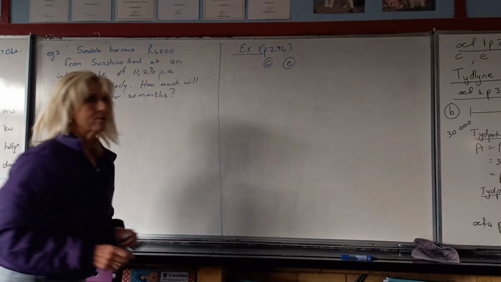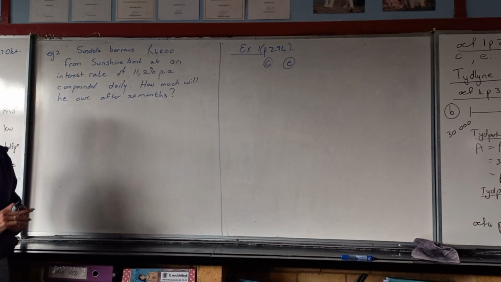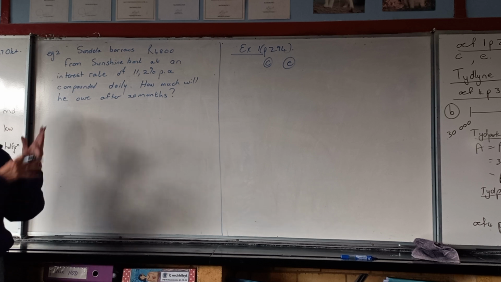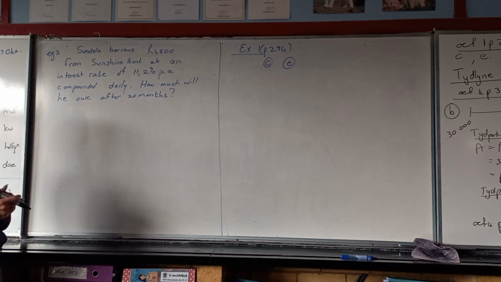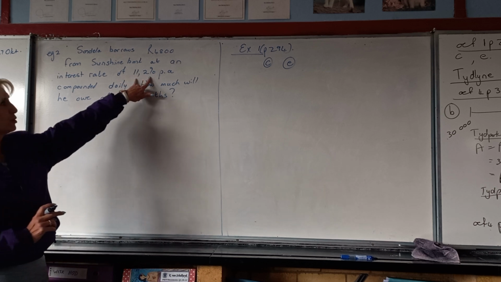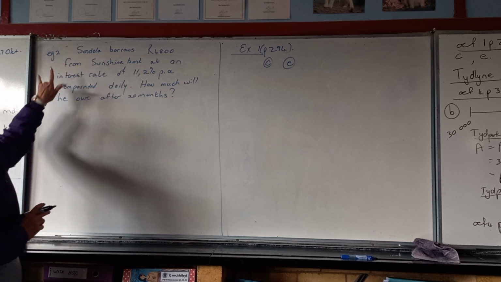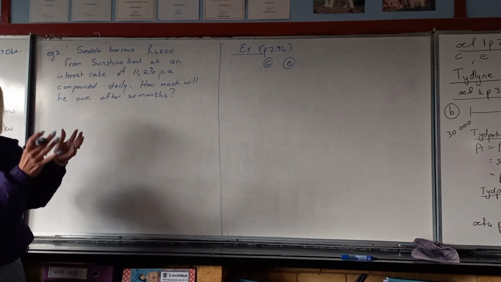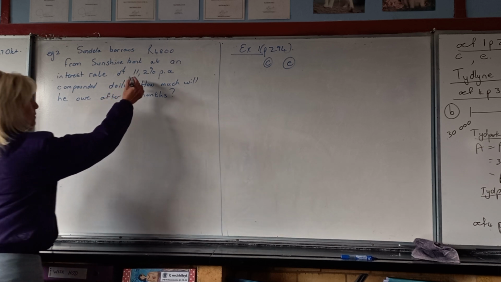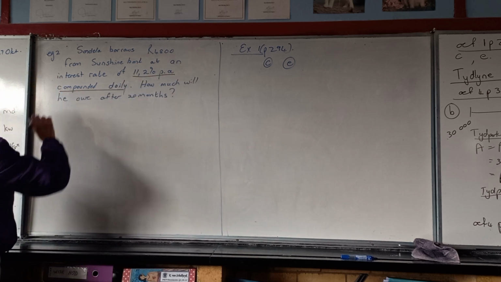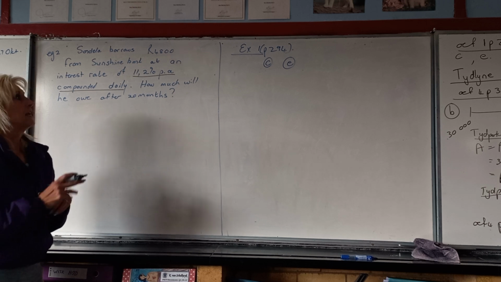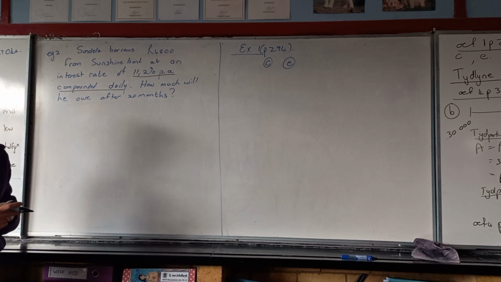Let's do another example. The other class made up this sum, not with the words and the person, whatever, Sunshine Bank and Sondela or whatever, it doesn't matter. Borrows 4,800 Rand from Sunshine Bank at an interest rate of 11.2% per annum, compounded daily. So you've got to read the complete thing. So the interest rate is 11.2 compounded daily. How much will he owe after 20 months?